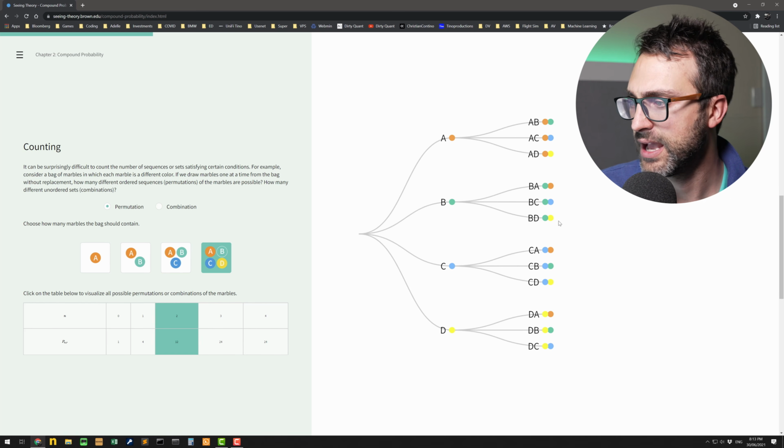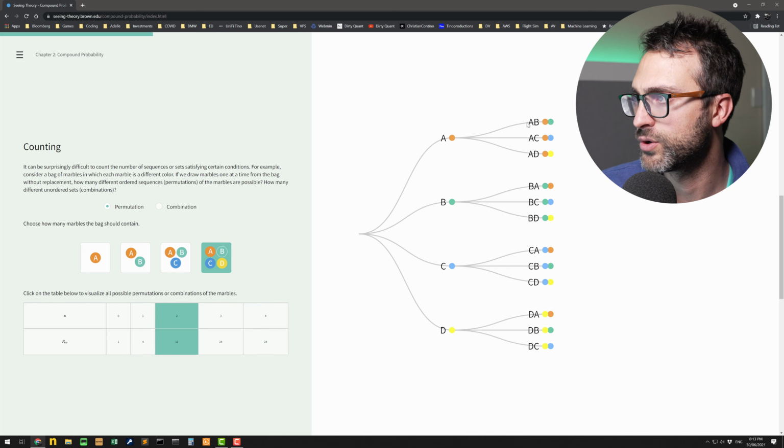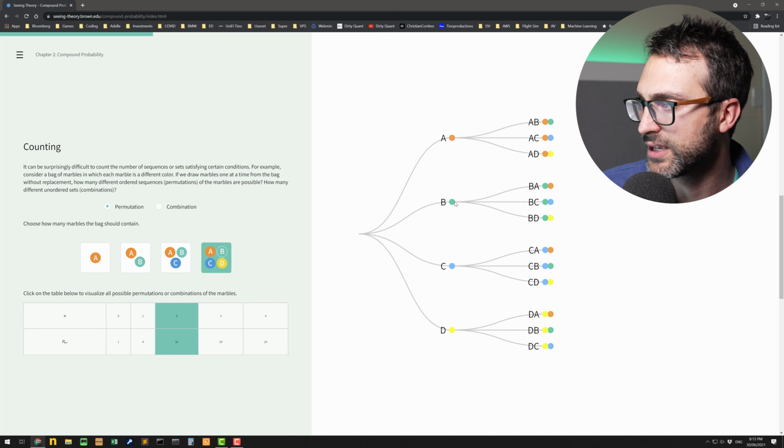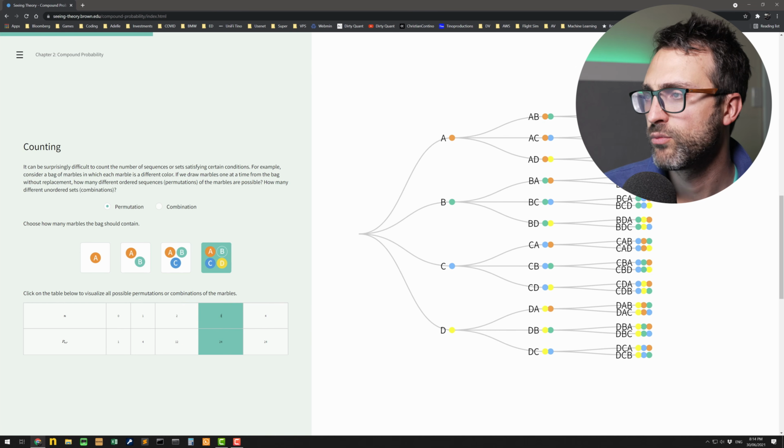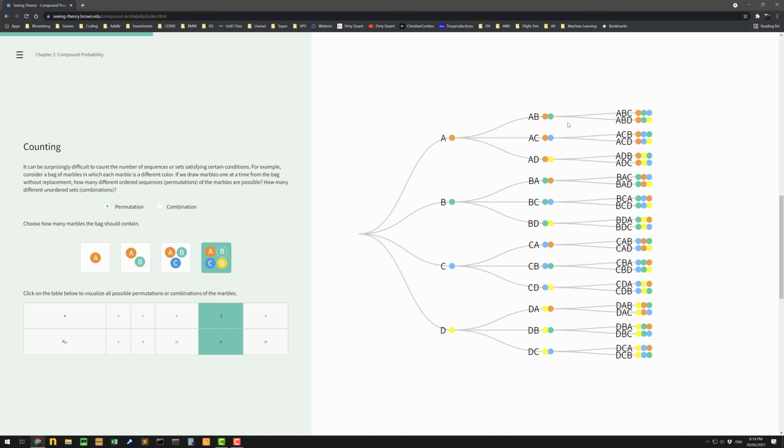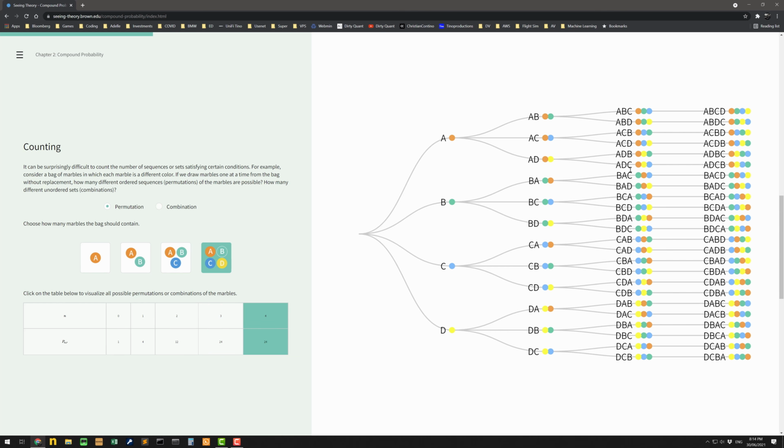And then AD. And here the order matters. So AB is unique compared to BA, hence why we've got 12. If we add another step, we've got fewer possibilities. So A and B have already been drawn. Our only possibilities here are C and D, right? And obviously, if we go to 4, we exhaust everything. Essentially, every combination in every permutation has been picked, and there's essentially 24 here.